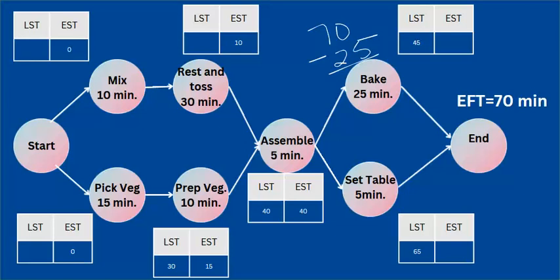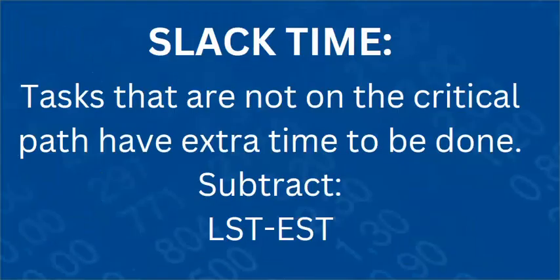You'll notice in some cases, the LST and EST are the same. In others, it's different. This means that prepping vegetables has what's called slack time. Any task that is not on the critical path has extra time to be done. This is called slack time. To calculate the slack time, we subtract the earliest start time from the latest start time.